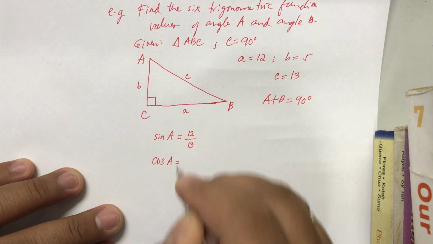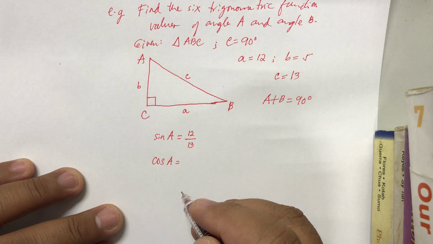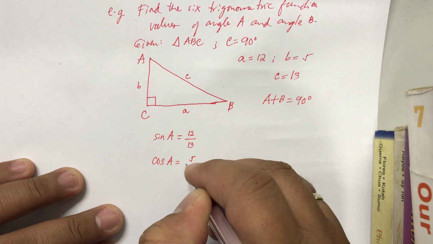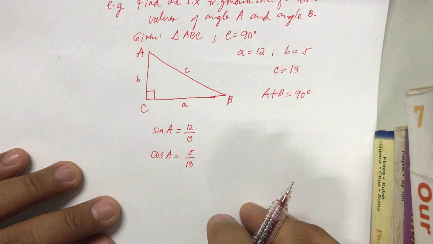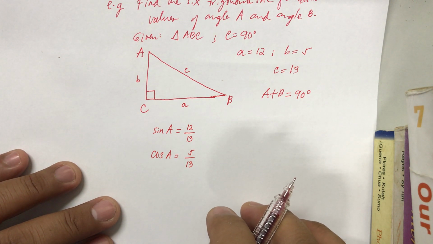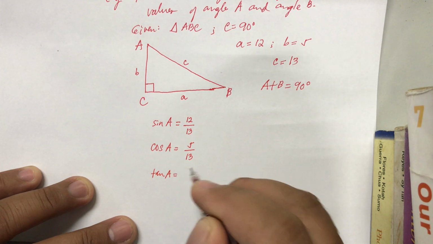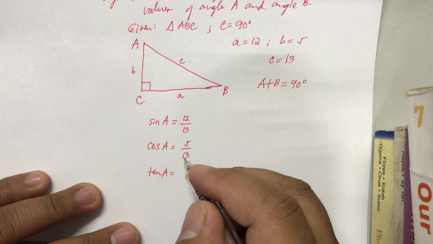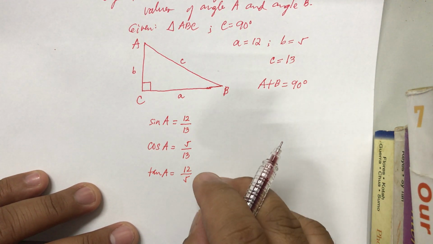Cosine of angle A. The adjacent side of angle A, which is side b or line segment AC, is 5 over the hypotenuse, which is 13. So, cosine of angle A is 5 over 13. Tangent of angle A. Side opposite over side adjacent. That would be 12 over 5.